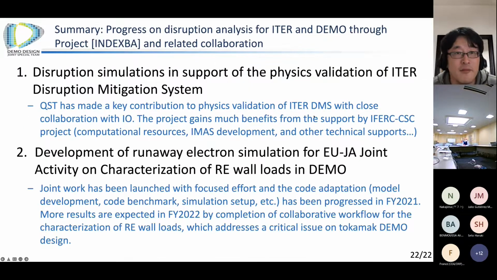Okay, so let me summarize my talk. Our project INDEX has made big progress on the disruption analysis in ITER and demo. The first part was related to the ITER disruption mitigation system, and especially the IMAS development of this project has been supported by the IFERC CSC. And the second part is the demo relevant development in the cross collaboration in EU and the JA demo, and we hope we can have much more results on the next occasion through the collaboration in this IFERC CSC.